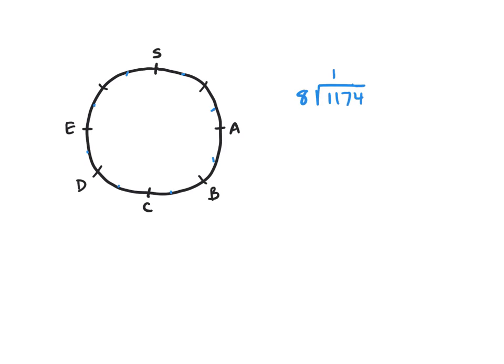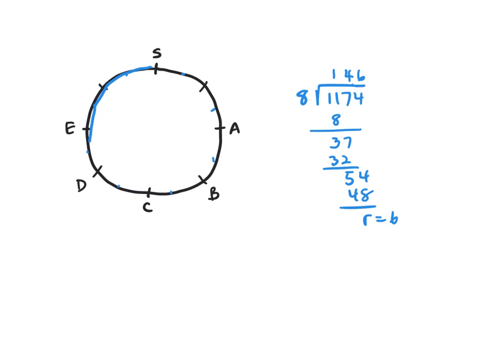8 will go into 11 one time, that's 8. Subtract, that's 37. That's going to be 4 times 8 is 32, and subtract, that's 5 and a 4. 8 times 7 is 56. 8 times 6 is 48, with the remainder equals 6.